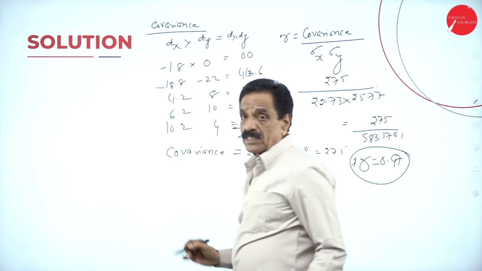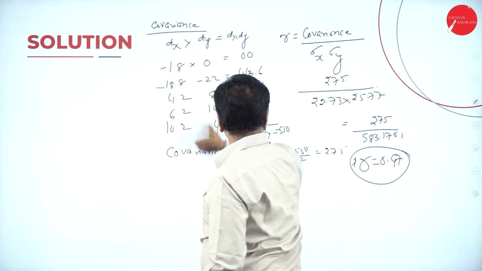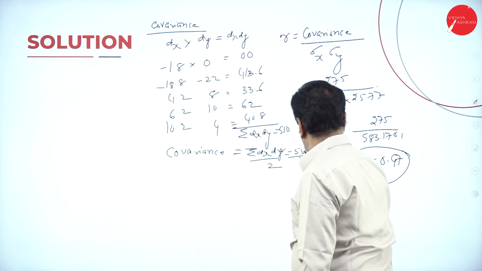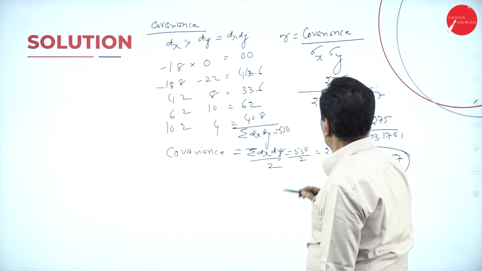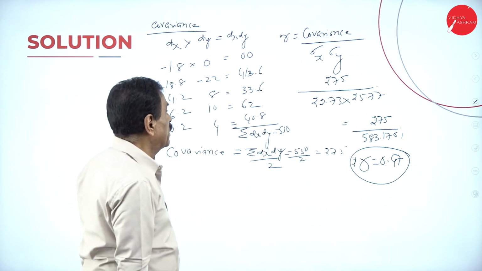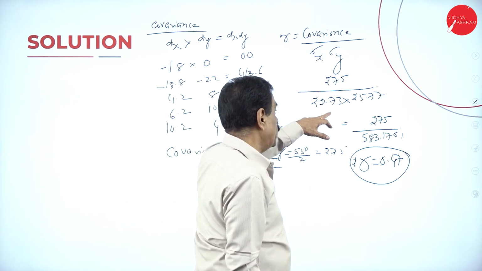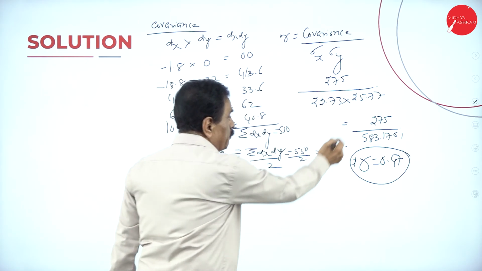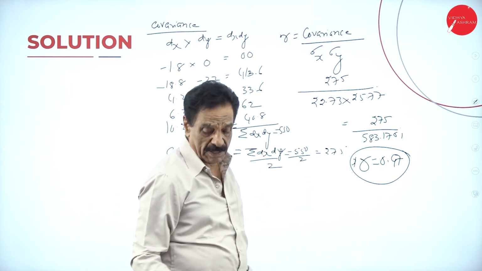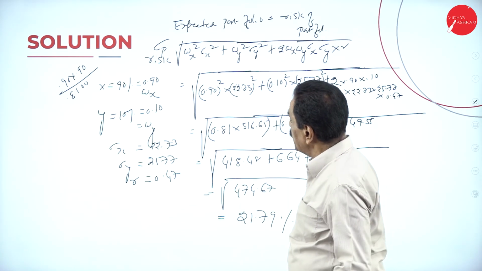Then covariance is equal to sigma dx dy divided by 2. Dx into dy, this is 550, divided by 2 is 275. R is equal to covariance divided by standard deviation x into standard deviation y. So 275 divided by 22.73 into 25.77, so it will come 0.47. This is the correlation.